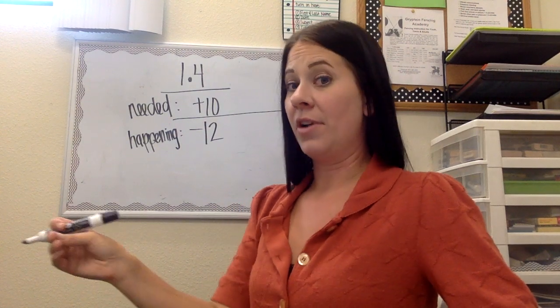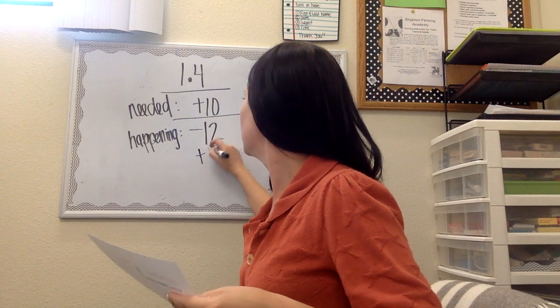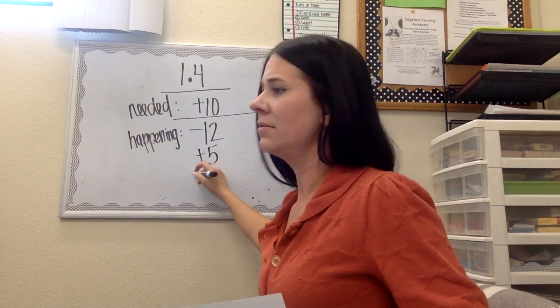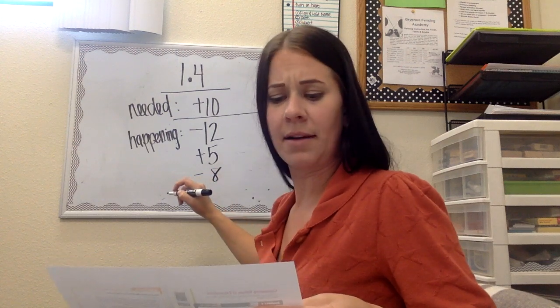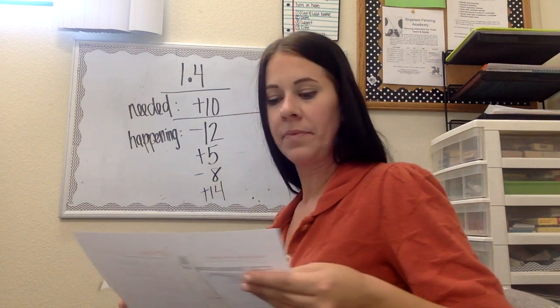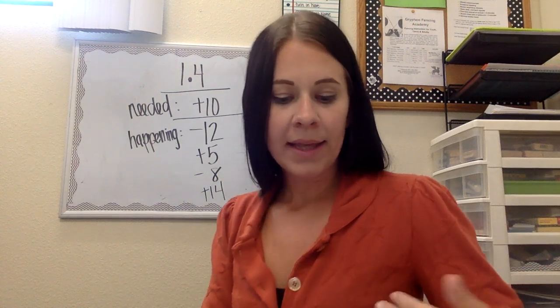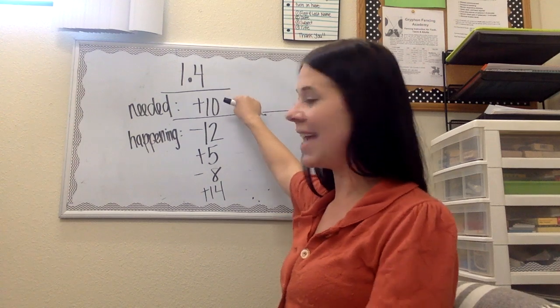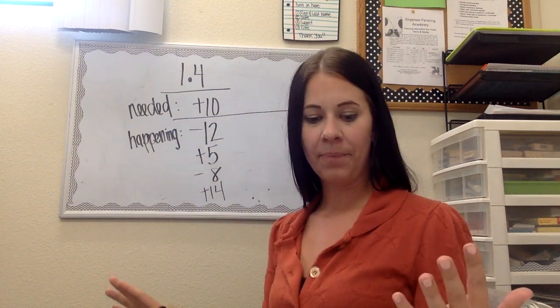Then they gain 5 yards. And then they lose 8 yards. I'm thinking that's not good. And they gain another 14 yards. And we want to know, did they maintain possession of the ball? And we were told they had to have a positive 10 to maintain possession of the ball.